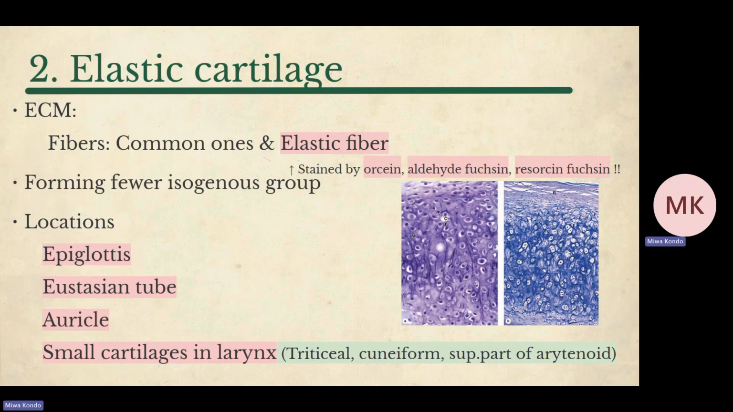Where do we find elastic cartilage? Examples include the epiglottis, the covering of the eustachian tube, and the auricle, and some smaller cartilages in the larynx, like the corniculate, cuneiform, and the superior part of the arytenoid cartilage.